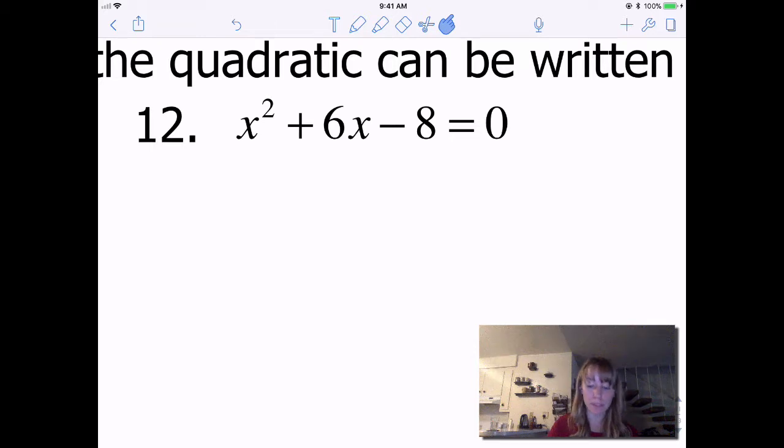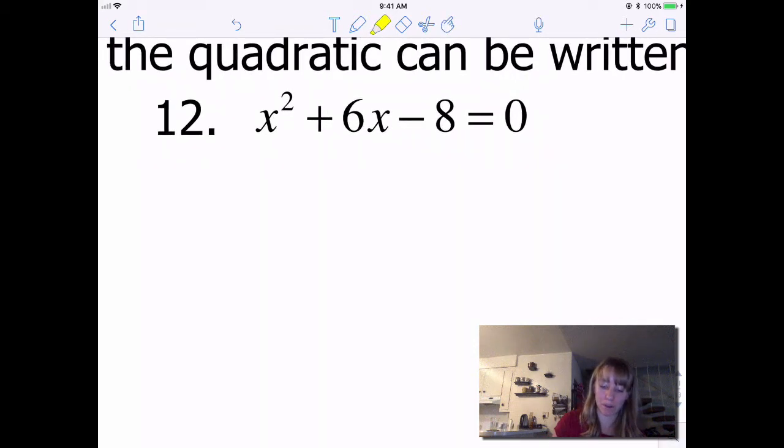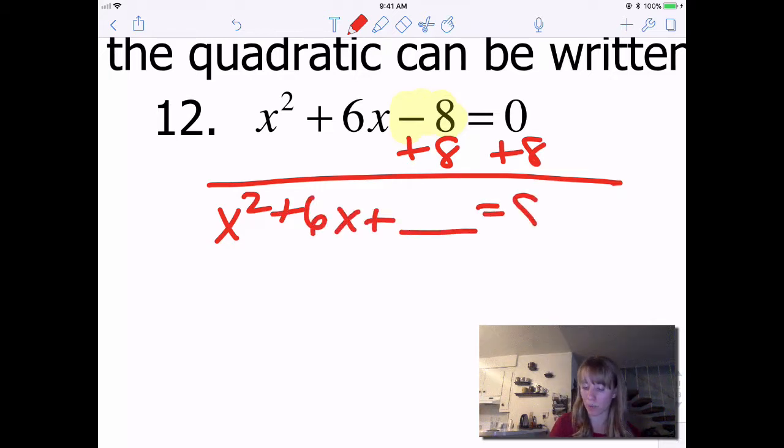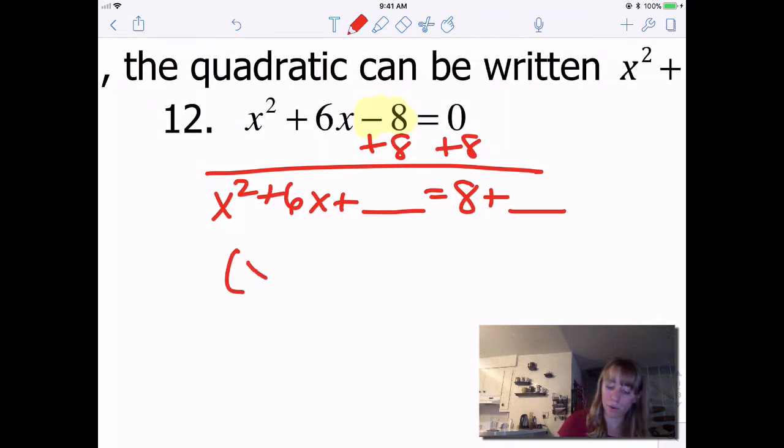Number 12 is super similar, but I have this extra number sitting here. So the first thing I'm going to do is get rid of that positive 8. And I'll say x squared plus 6x plus blank, whatever c equals, 8 plus blank. My goal, again, is to get something times itself equal to whatever the other side equals. I don't really worry about that, that's just what I'm going to deal with later.